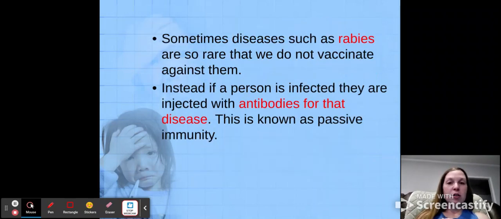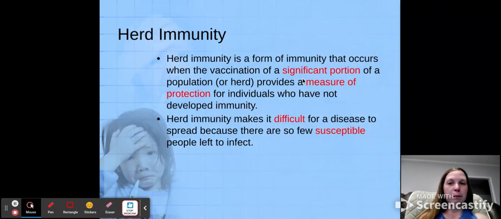Some diseases, such as rabies, are so rare that we don't vaccinate against them. Instead, if a person is infected, they are injected with antibodies for that disease, and this is what is known as passive immunity.